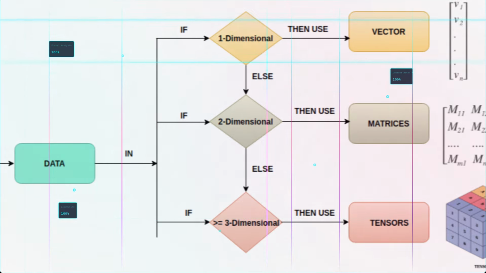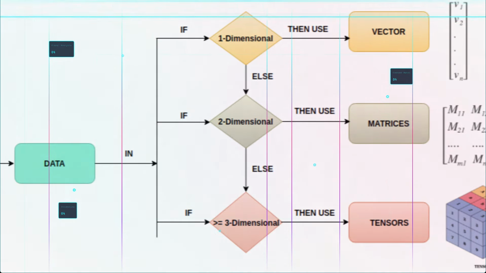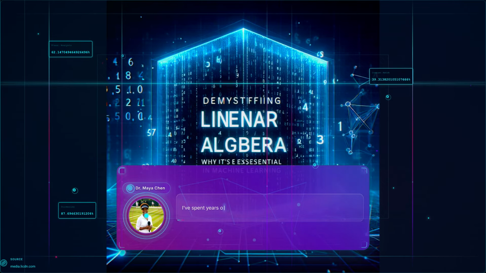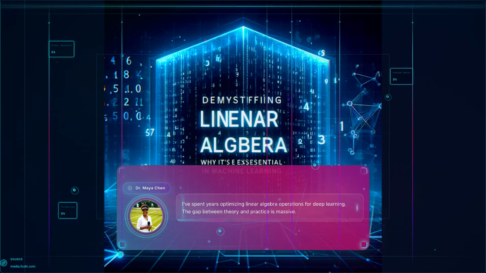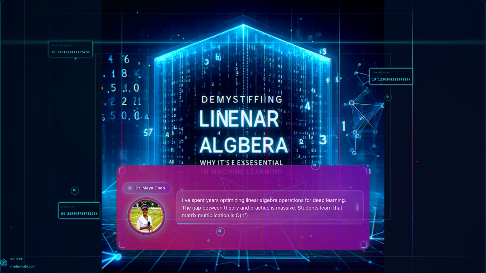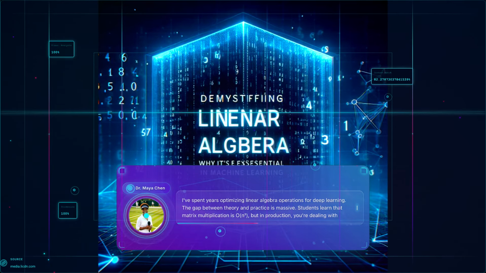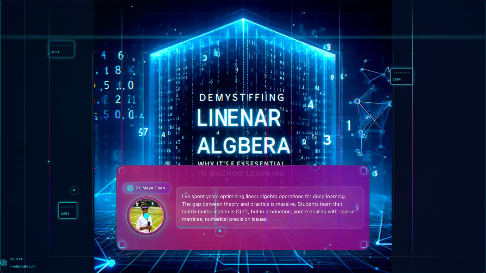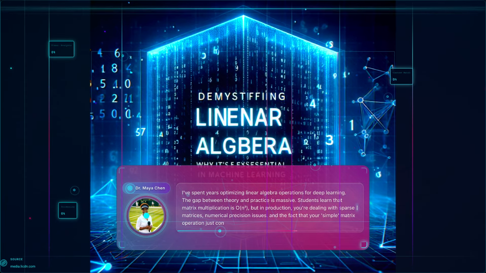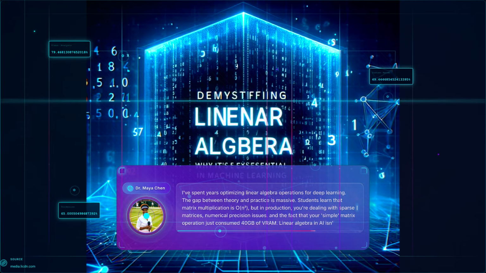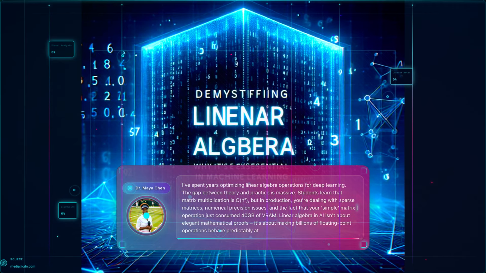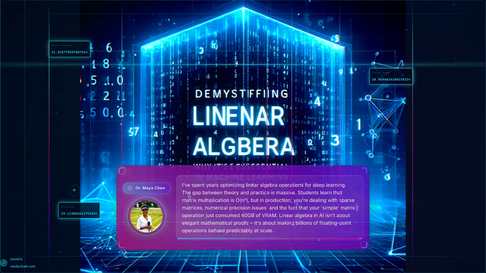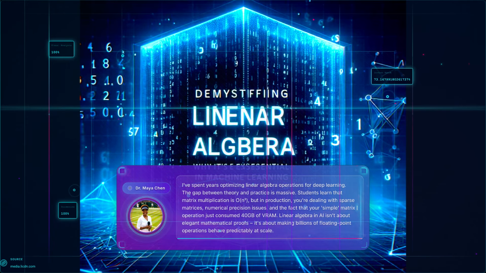I'm Sam, and someone just asked me why their neural network is outputting infinity. I've spent years optimizing linear algebra operations for deep learning. The gap between theory and practice is massive. Students learn that matrix multiplication is O(n^3), but in production, you're dealing with sparse matrices, numerical precision issues, and the fact that your simple matrix operation just consumed 40 gigabytes of VRAM. Linear algebra in AI isn't about elegant mathematical proofs. It's about making billions of floating-point operations behave predictably at scale.